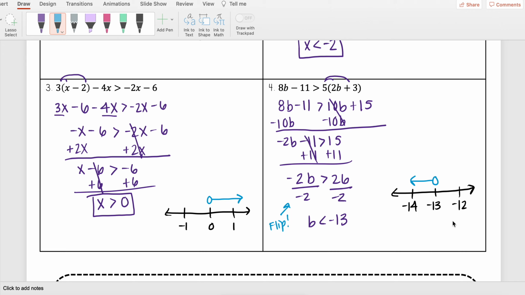So the answer you should have gotten for number 4 was b is less than negative 13. For my work here, I went ahead and showed if I were to move my bigger b value. And so I moved my negative 10 to the other side, and that gets me negative 2b minus 11 is greater than 15. And then we see here, since I end up with a negative coefficient in front of b, when I divide out that negative 2, I do have to remember to flip, and so I get b is less than negative 13.